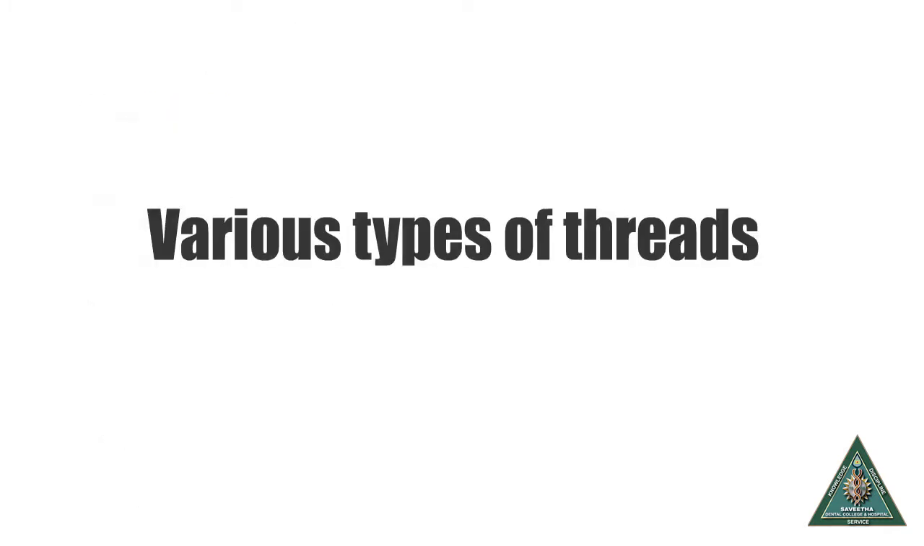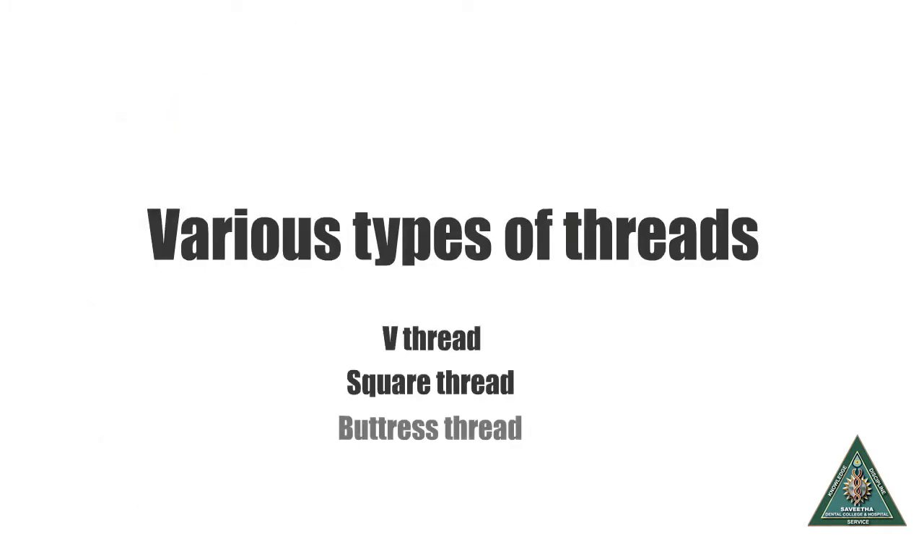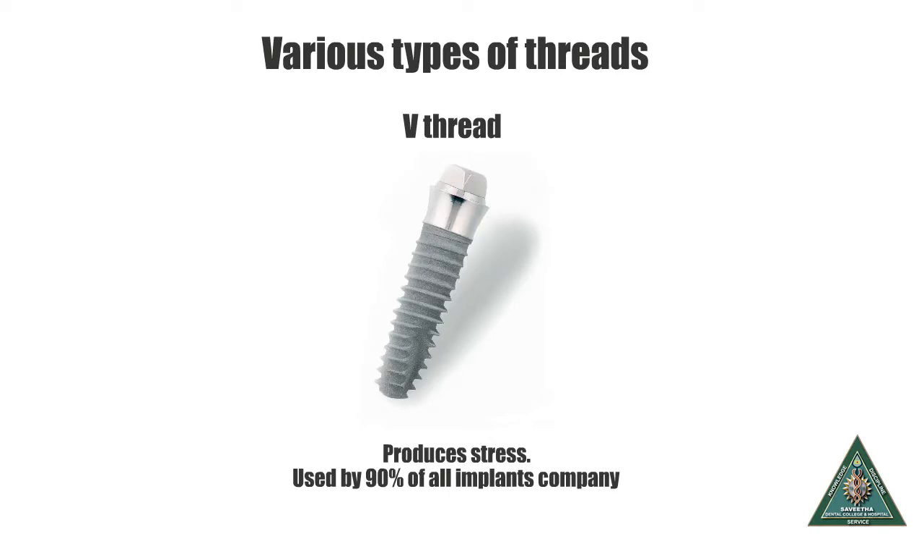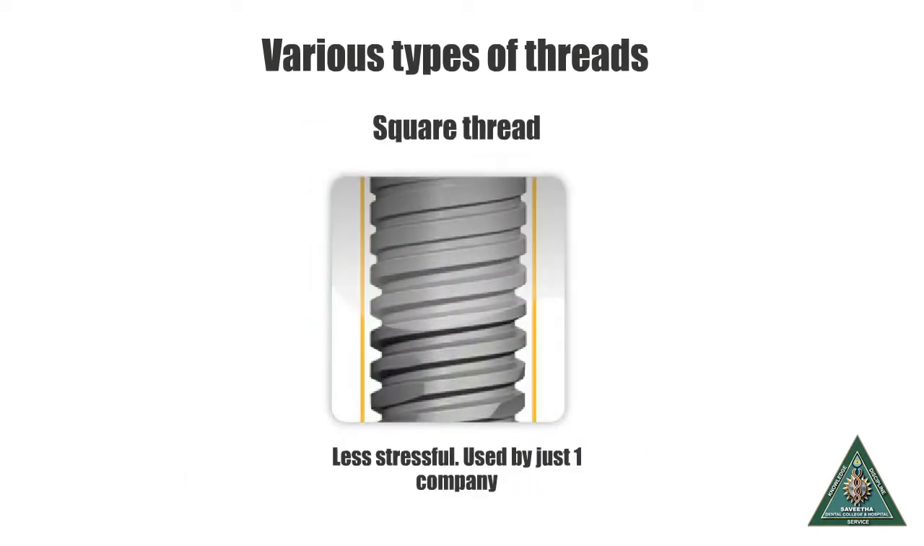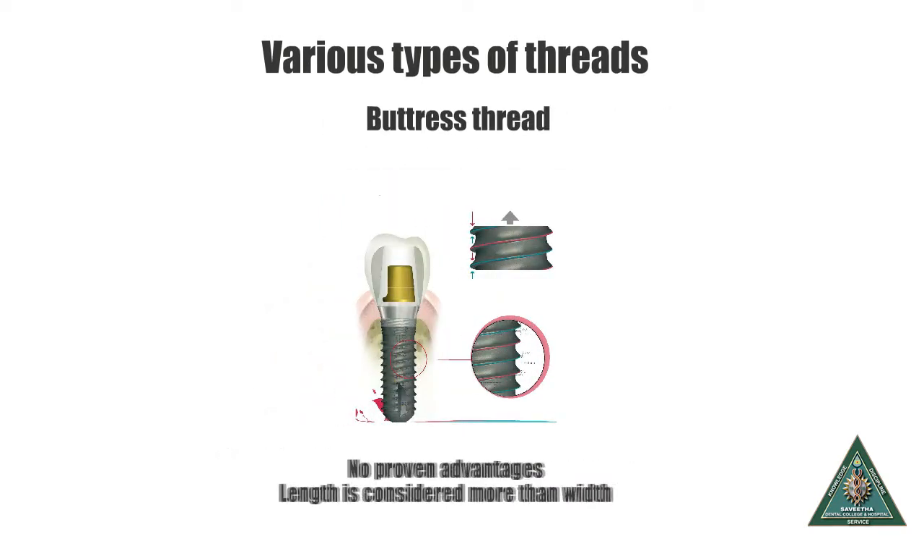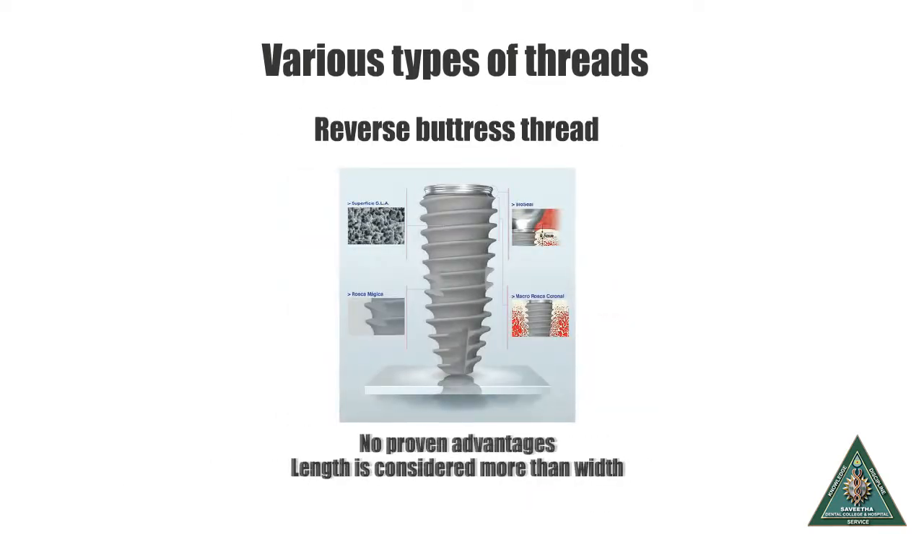The commonly used thread designs are V-thread, square thread, buttress thread, as well as the reverse buttress thread. V-thread is claimed to produce stress, but 90% of all implant companies use this thread design. The square thread is claimed to produce the least stress, but only one major company uses this thread. The buttress thread is considered to be effective in transferring load, though there is no proof of its advantages. The reverse buttress thread again does not appear to have any proven advantages.